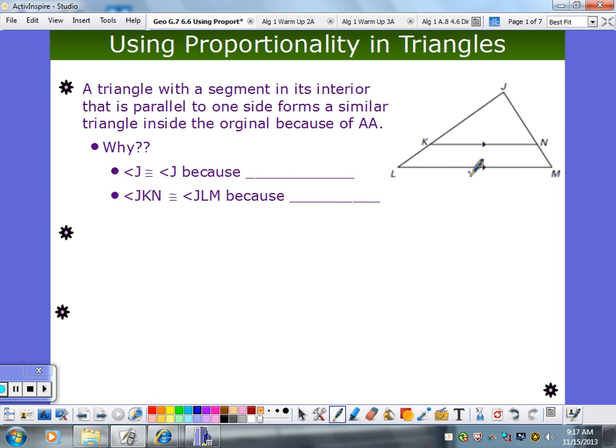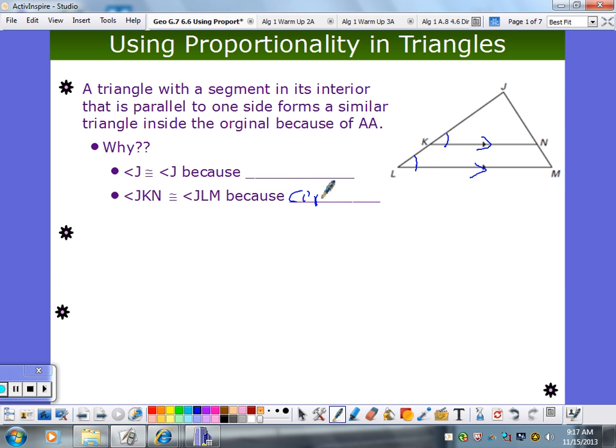It forms a similar triangle inside the triangle because of AA. Because what else do I have here? I know it's parallel. So why is this thing, JKN, similar to the big triangle, JLA? Why is that? Okay, so which angles are you finding congruent? Okay, yeah, that's this one.